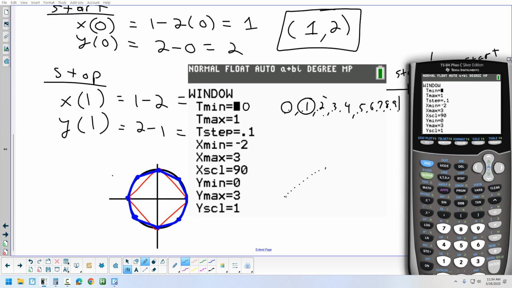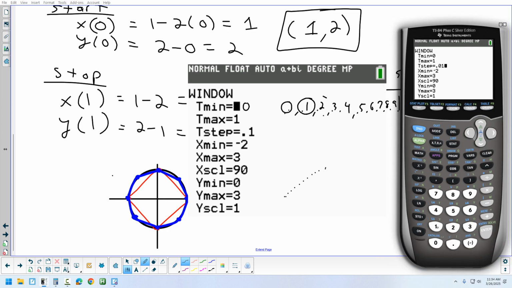Now, if I change the t-step to be 0.01, now what the calculator is going to do is start at 0, go all the way to 1, and count in increments of a hundredth. So it's going to take 0, plug it in, 0.01, plug it in, 0.02, plug it in, 0.03, 0.04, all the way till it gets to 1. So it's going to count by a smaller number. It's going to plot a lot more points. What do you think is going to happen when I hit graph if it plots a lot more points? It's going to take longer. Still didn't take that long.